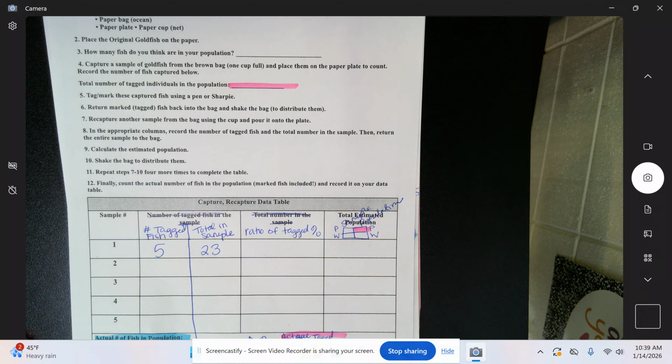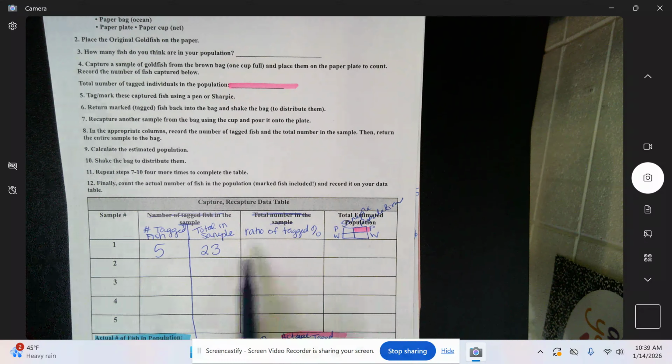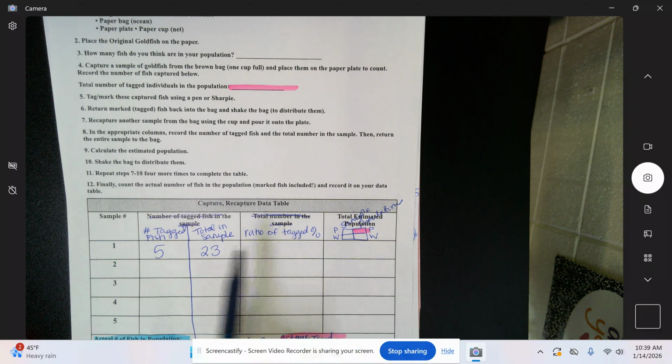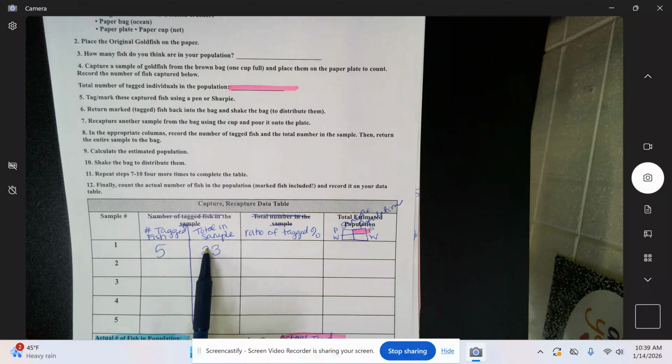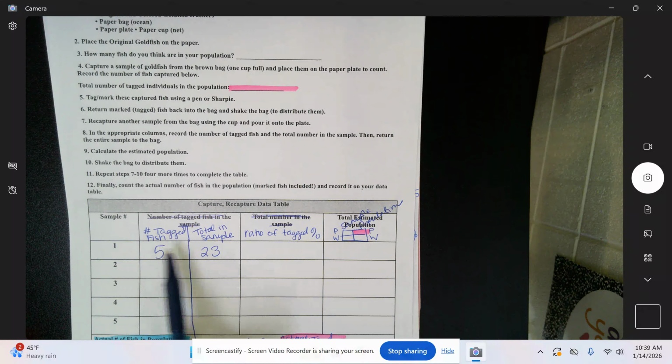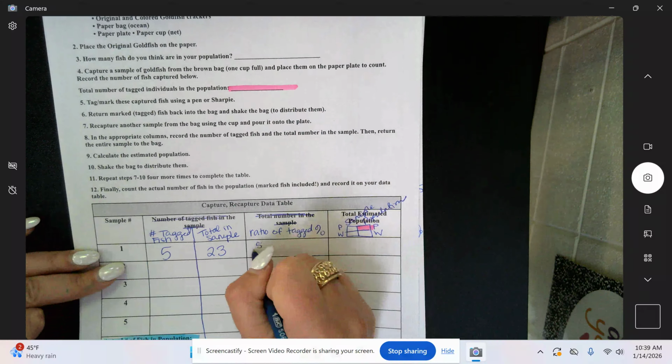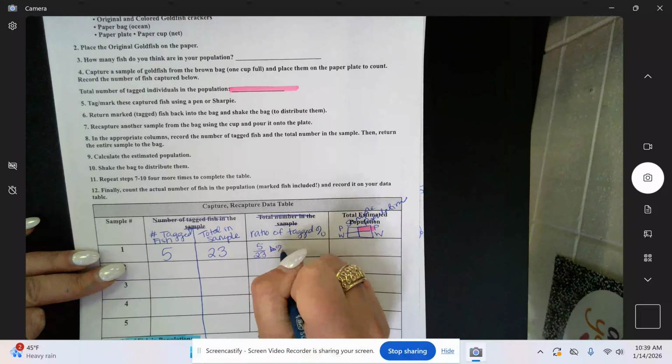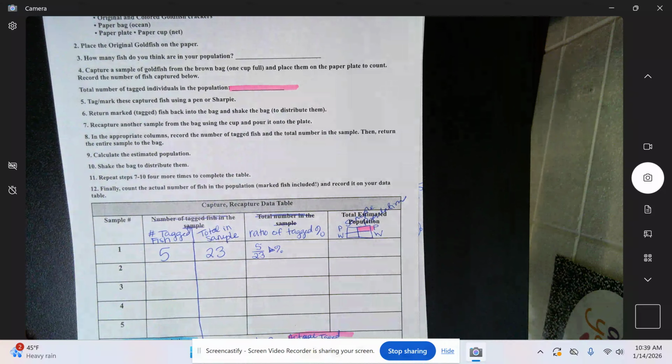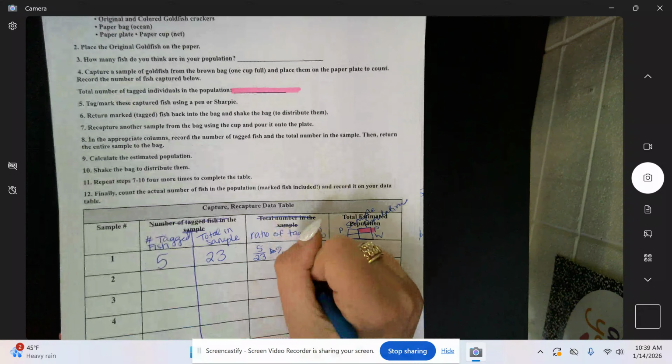Okay? Now look up here real quick. Once you finish filling this out, you can come, or you can do it as you work. It doesn't matter. You're going to convert this to a percent. So you've got your part over your whole. So I would do 5 over 23, and I would convert that to a percent. Round it to the nearest whole percent. Okay, so 5 over 23 converted to a percent for me is about 22%.